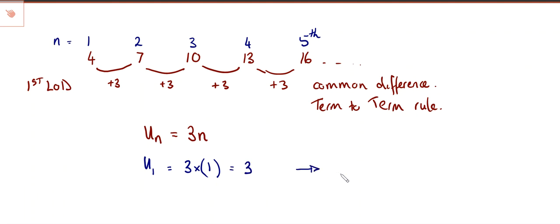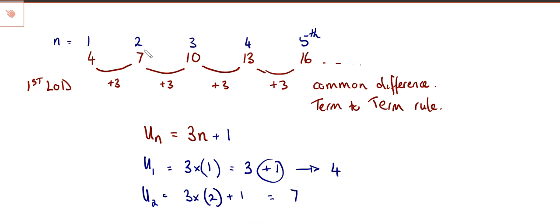But I want 4. So what do I have to do? +1. So this, remember, is the adjustment that I need to do. So Un is 3n plus 1. And I can do a check then because U2 will be 3 times 2, but we have to plus the 1, which would be 6 plus 1 would be 7, and that is what I want.